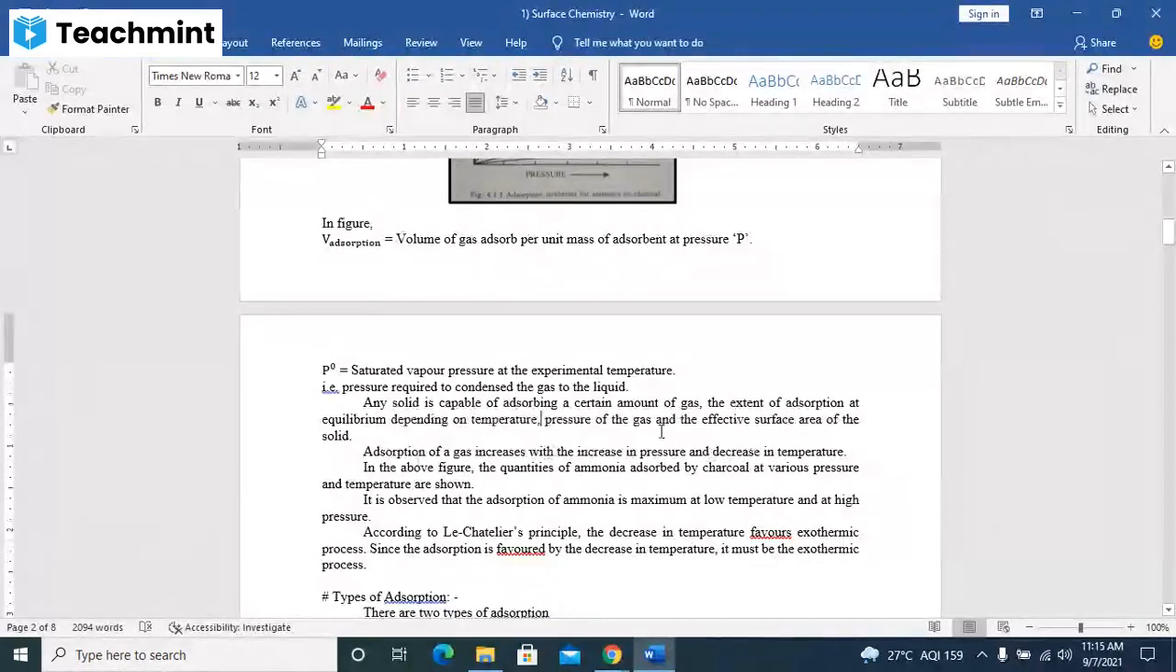इसे अंडरलाइन करना है, इसे ध्यान में रखना है. Adsorption of a gas increases with increase in pressure and decreases with increase in temperature. Increases with increase in pressure and decrease in temperature, that you have to remember. Okay. Then in the above figure, the quantities of ammonia adsorbed by the charcoal at various pressure and temperature are shown. It is observed that the adsorption of ammonia is maximum at low temperature and at high pressure.